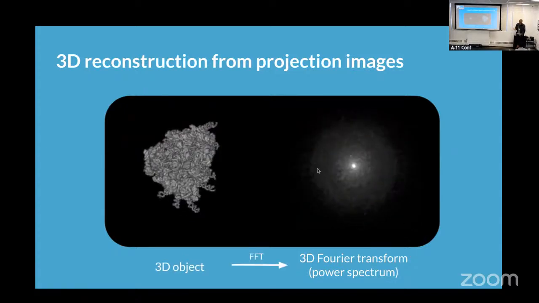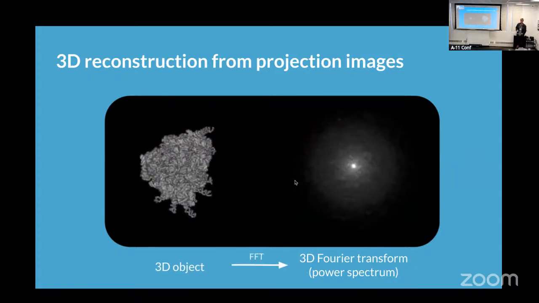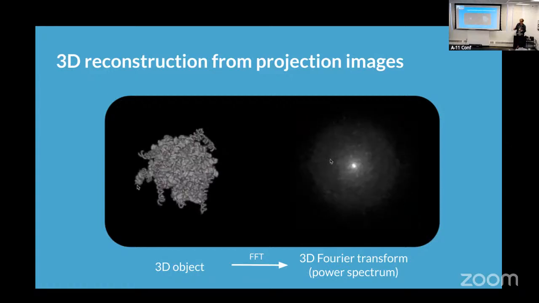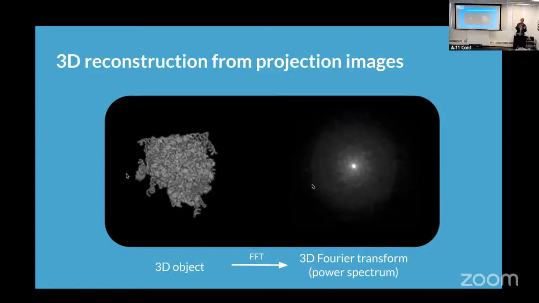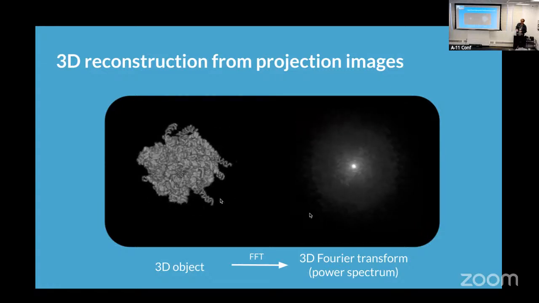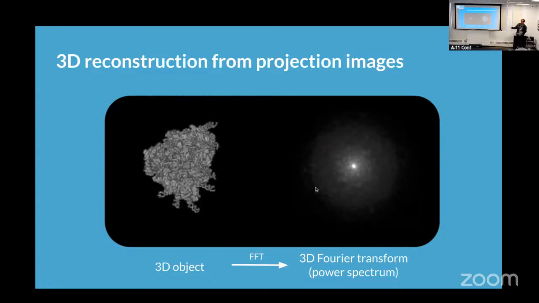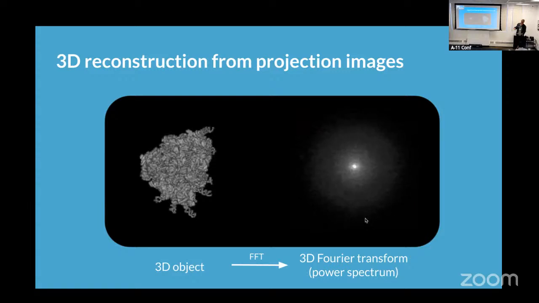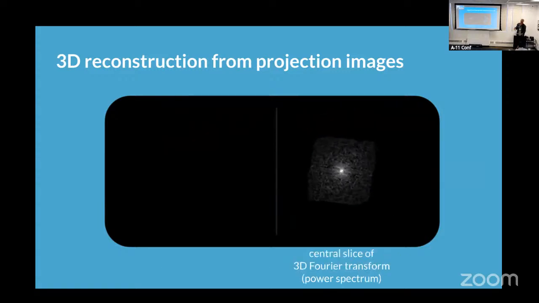So, how do we get between these two different representations? There's a thing that we can just abstract away into a black box called the fast Fourier transform, and it will take us from 3D object to 3D Fourier transform. Now, we collect projection images in the microscope, and you might have heard of the central section theorem, the Fourier slice theorem. Is this new to people, or do we feel okay with this?